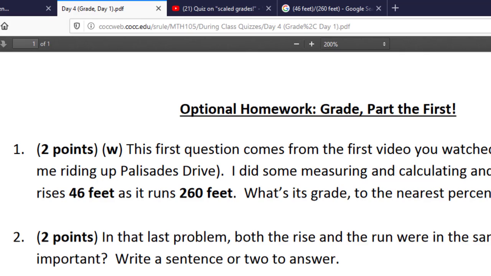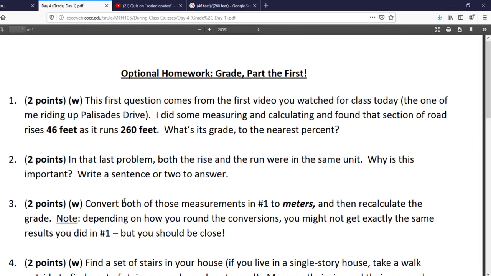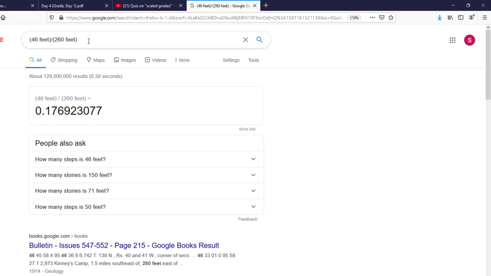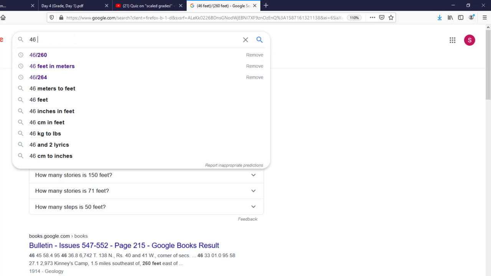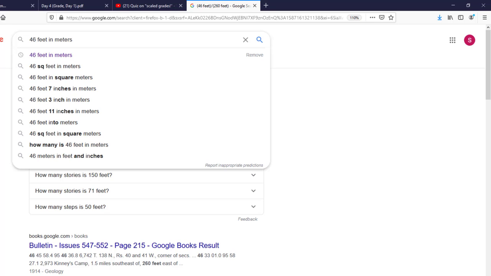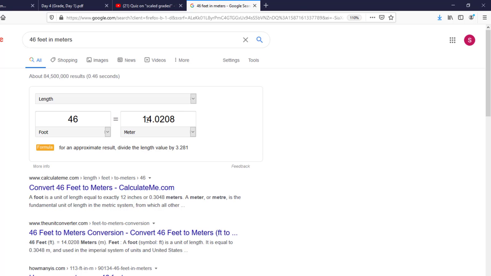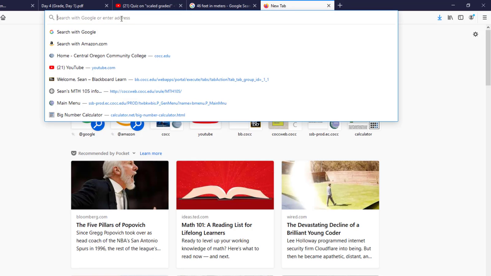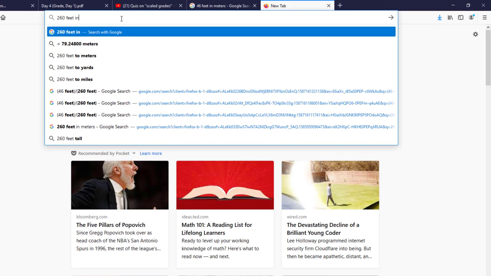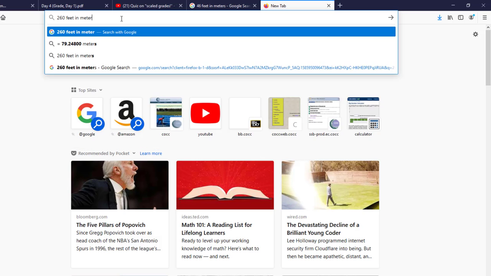Convert both of these measurements in number 1 to meters and then recalculate the grade, depending on how you round the conversion. So I put a W on this for show work. I intended for you to actually show work on the conversion, but I didn't specify that. So let's do this first. 46 feet in meters. You're going to know that Google is wonderful, there's meters. And in another window, I'm going to do 260 feet in meters.